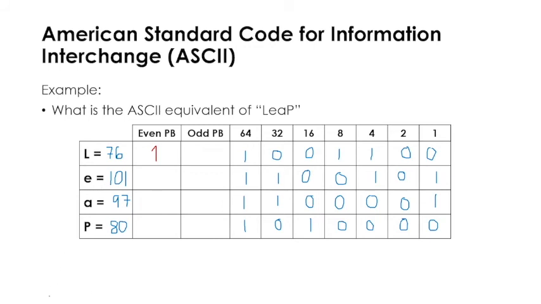Next, for the letter E, we have 1, 2, 3, and 4. So 4 is an even number, then our even parity bit will be 0.